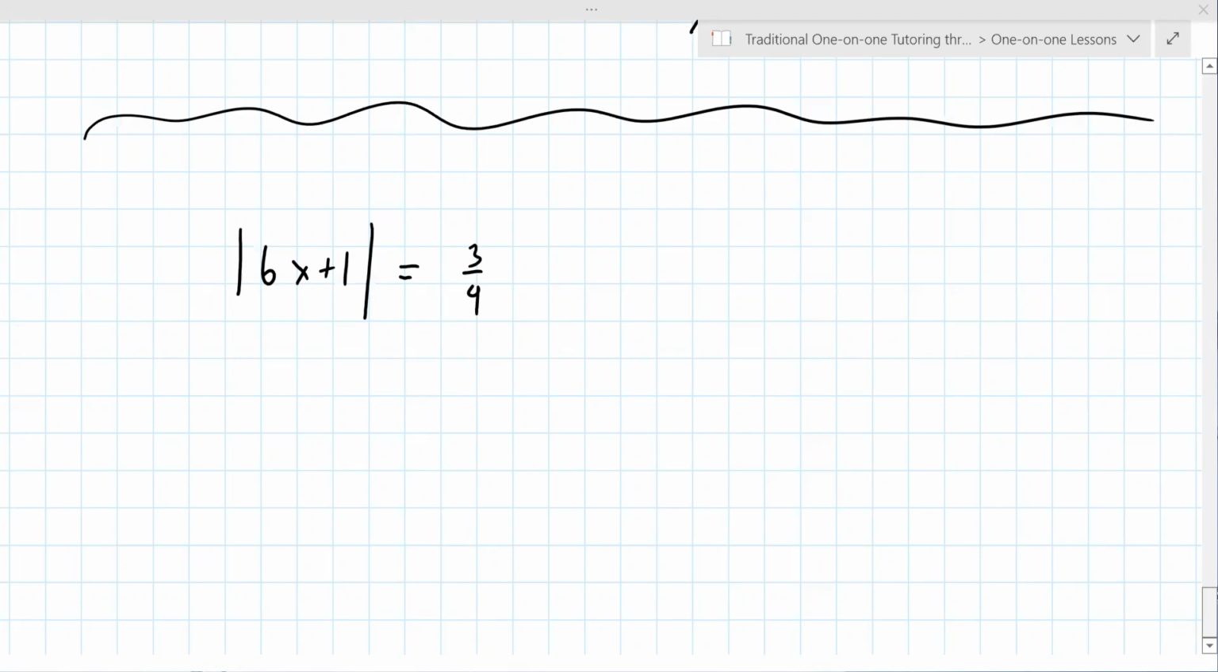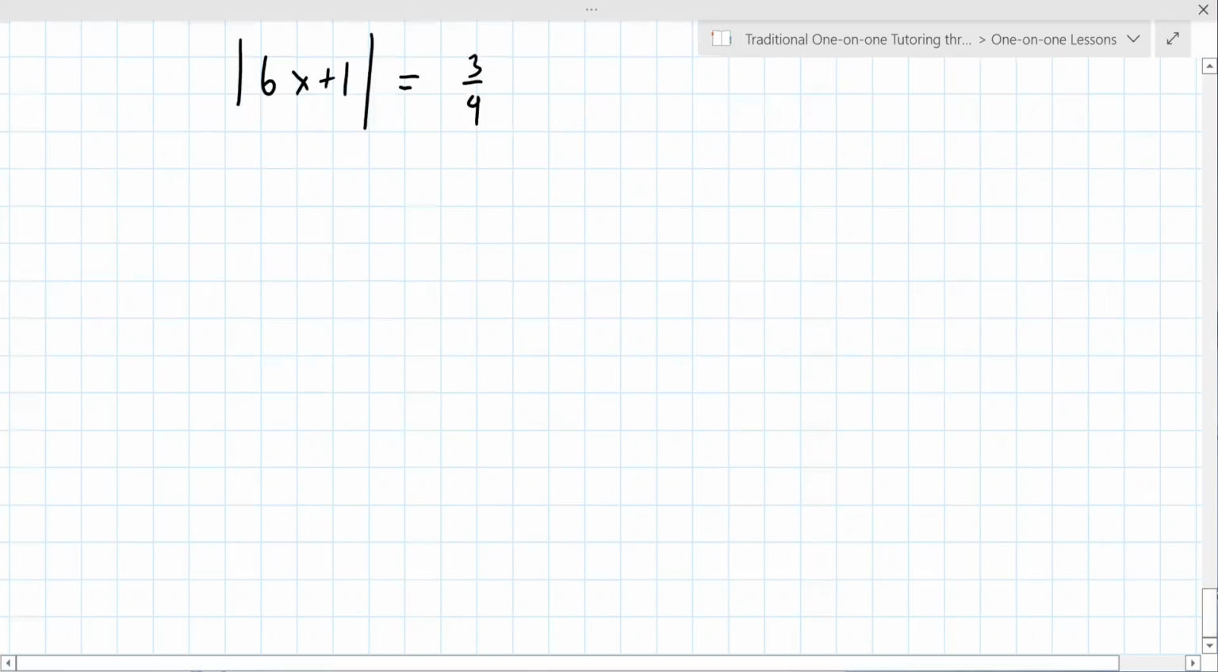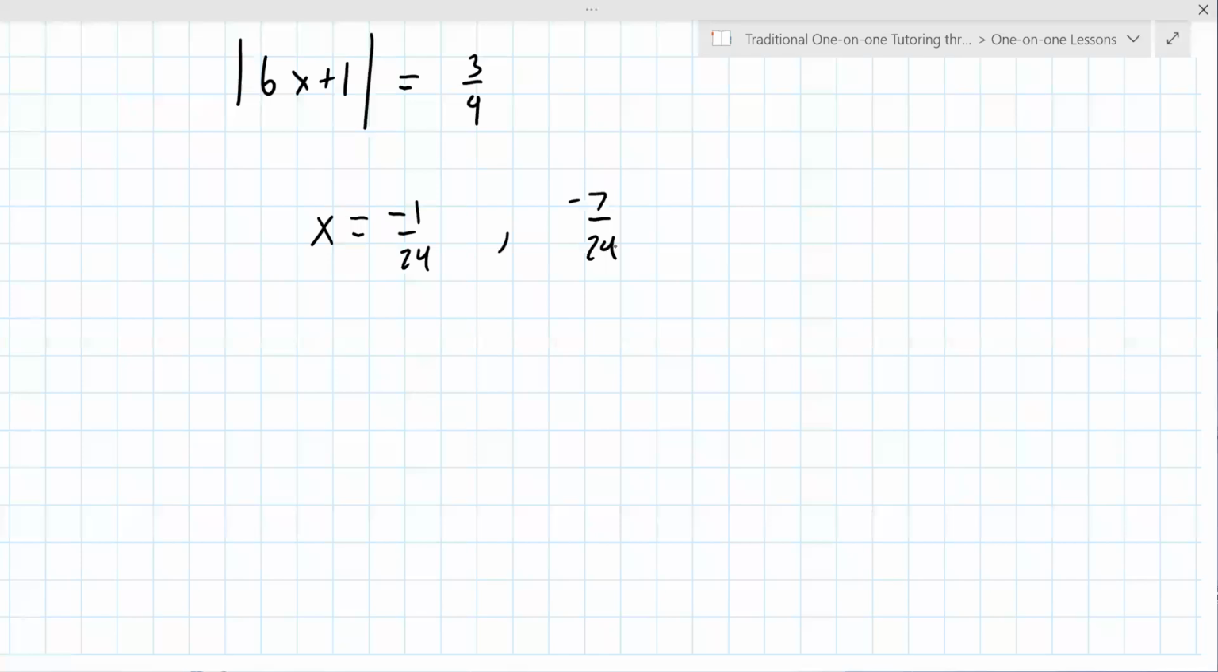How are you doing on this one? I got negative 1/24 and negative 7/24. That is correct. Very good. So you know how to do all the little pieces, but you just want to be able to do some of these standardized test problems. You've got to be able to merge a bunch of things that you know.